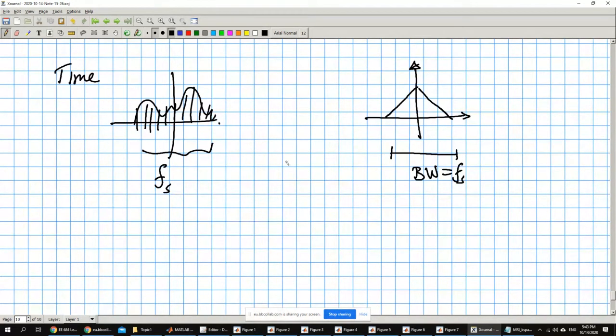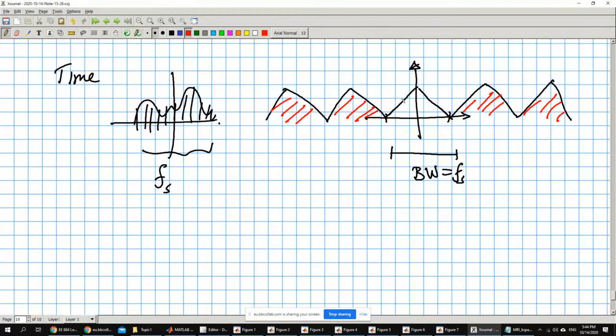If I have Fs equal to the bandwidth of the signal, then the periodic extensions will be far away from my original one. So the periodic extensions due to sampling will not overlap the original one, and the original one will look okay. How about if we take Fs over 2? I take half of the proper sampling frequency.